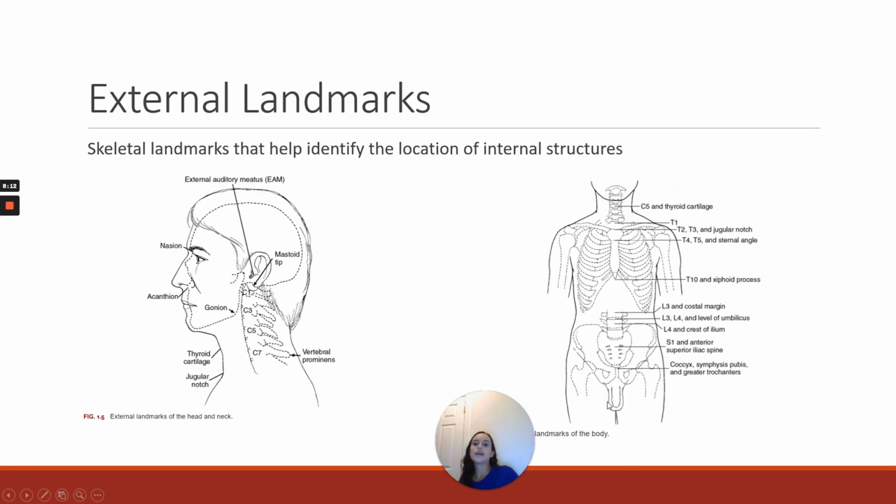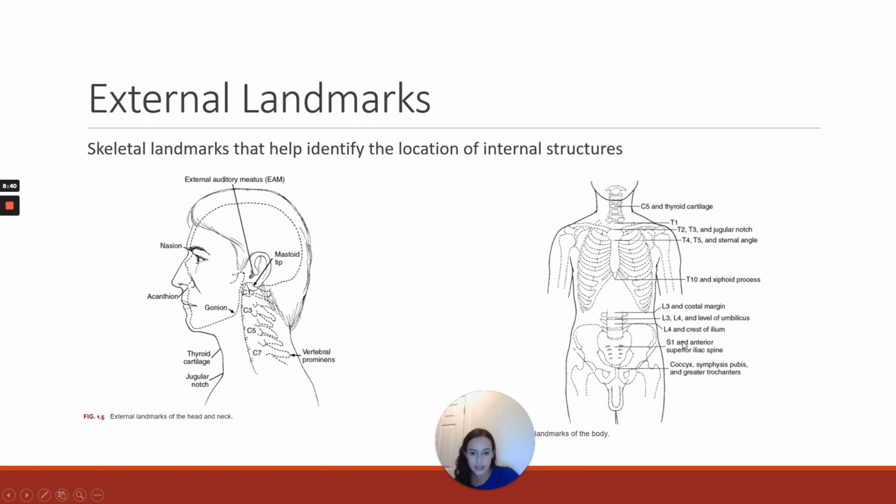All right. External landmarks. So external landmarks are skeletal landmarks that help identify the location of internal structures. Think of them as reference points. Like if you were looking at a map of the United States and I said I'm traveling somewhere near the Northeast, the Northeast is kind of like that external landmark I'm giving you. If the doctor tells me, I want you to do a CT scan, and I want it to include between C5 and the iliac crests.